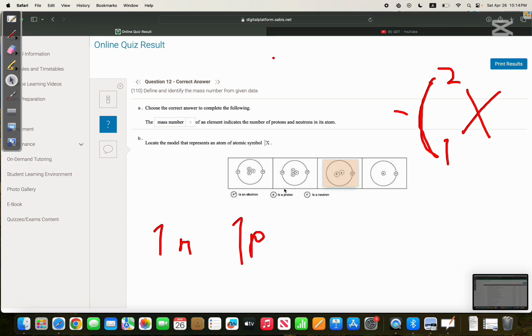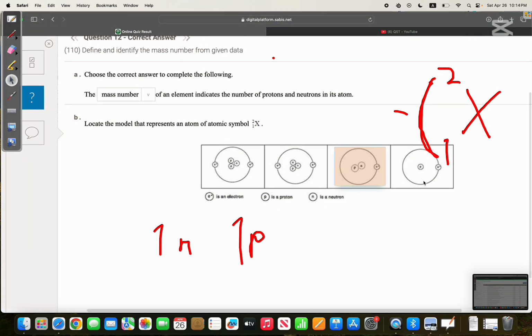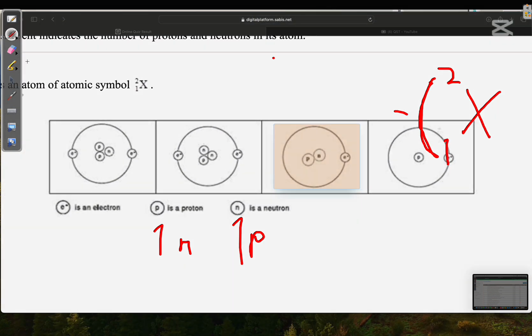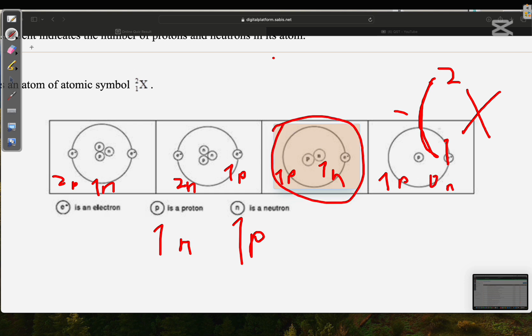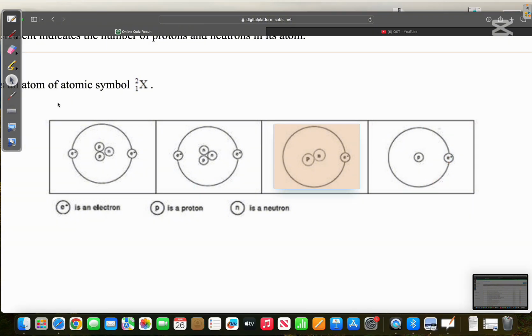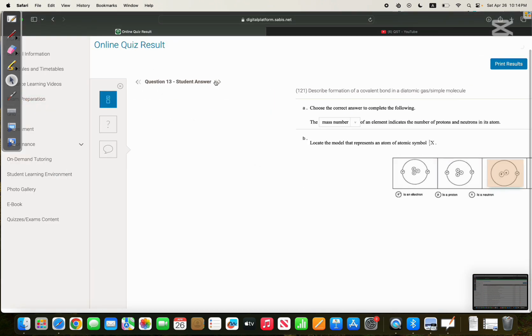Okay, let's find the atom with one proton and one neutron. This has two protons and one neutron. This has two neutrons and one proton. This has one proton, one neutron. This has one proton and no neutrons. So it's this one. Okay. Now we move on to question 13.